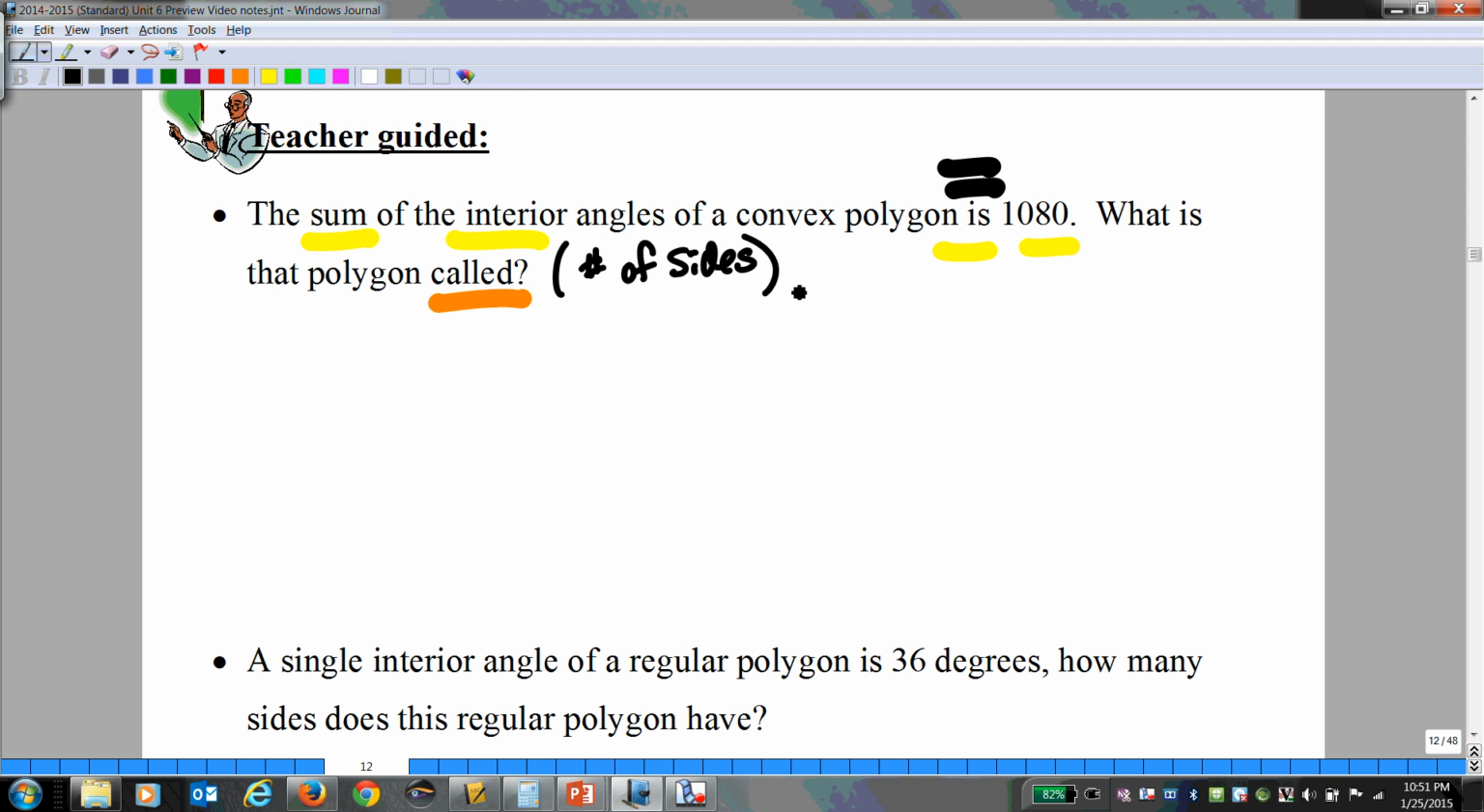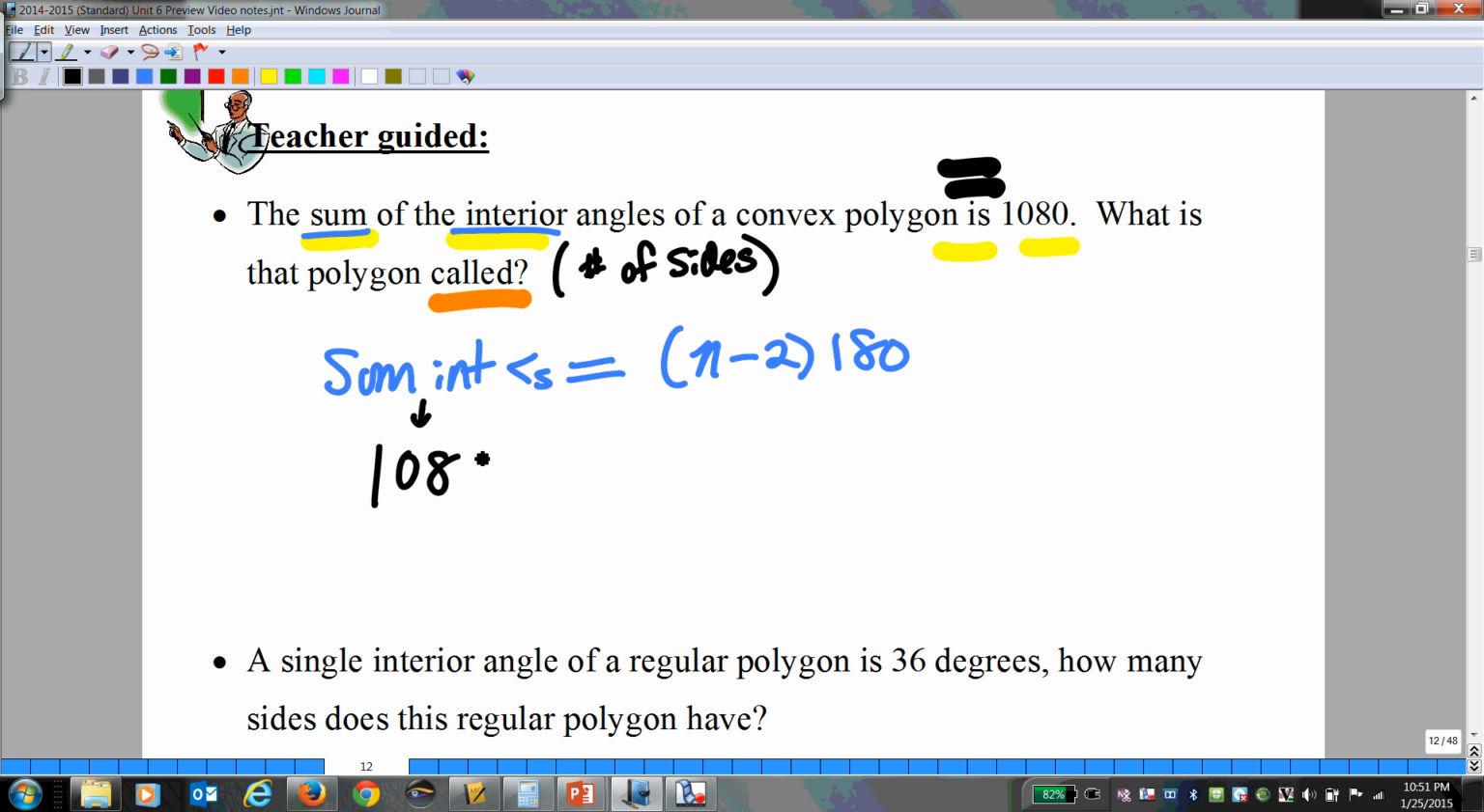Ready? Always start by writing your equation out. This is sum interior, sum interior. So you write the sum of interior angles equals sides minus 2 times 180. Now, we plug in what we have. The sum of the interior angles is 1080.